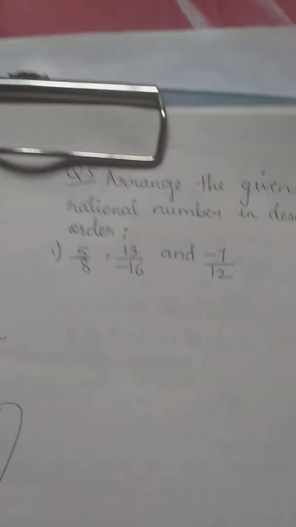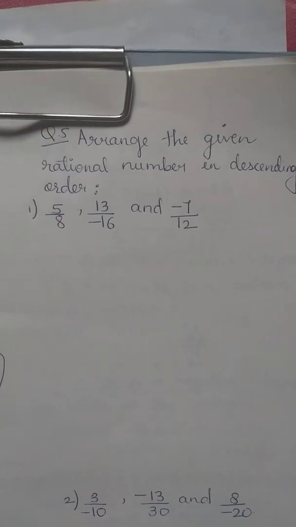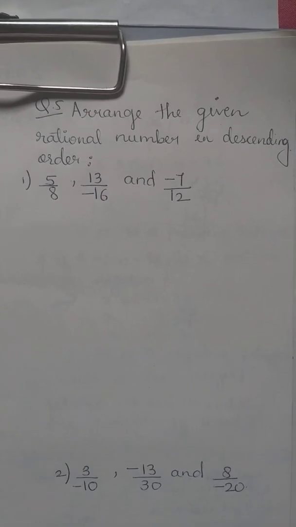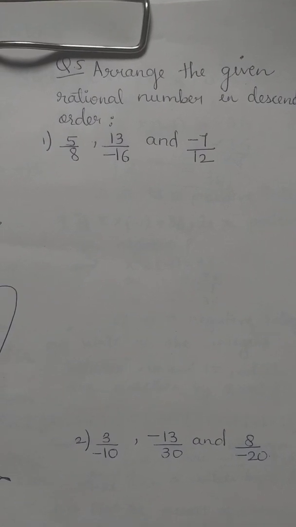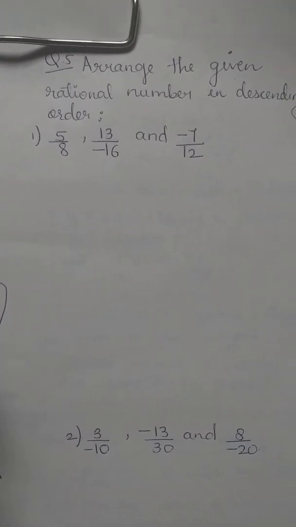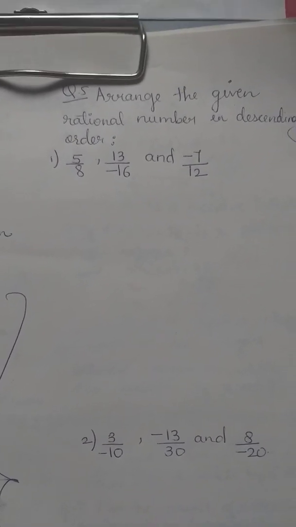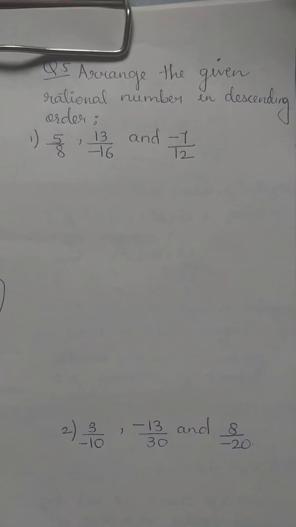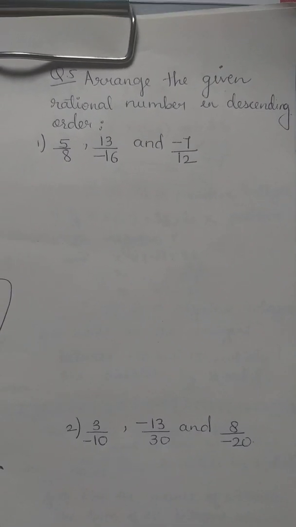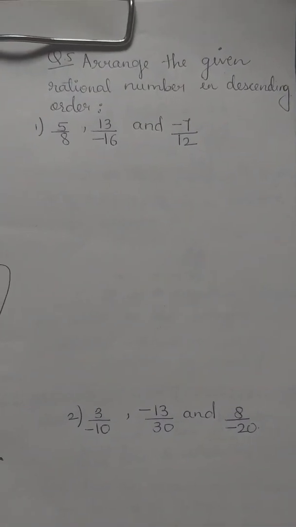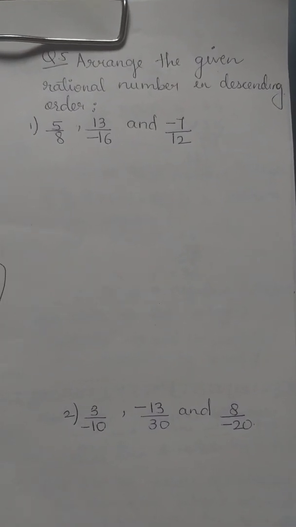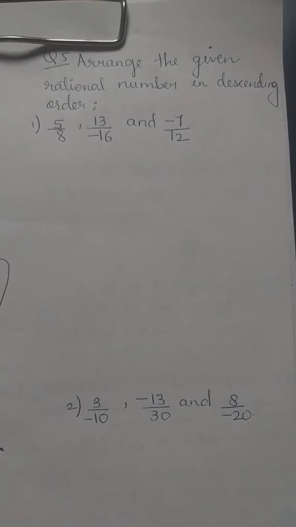Now similarly, there is a sum, question number 5. You have to find the descending order of rational numbers. Same procedure, but vice versa, you write down the descending order first and then the ascending one. Okay, so we will be solving. The question is 5 by 8, 13 by minus 16 and minus 7 by 12.